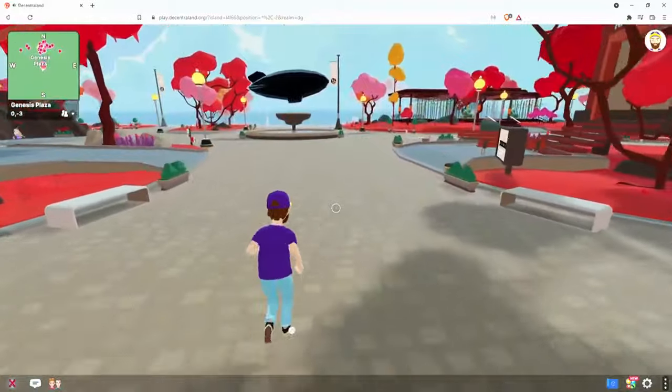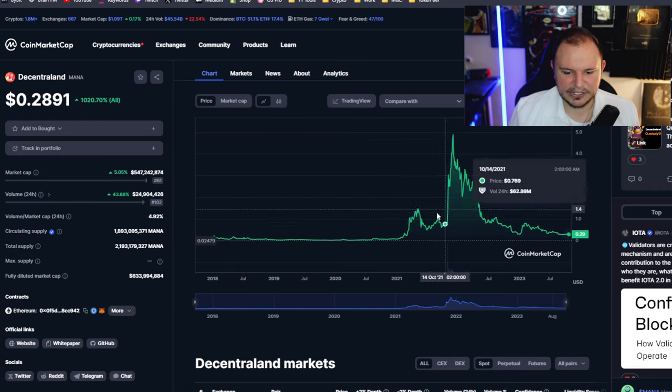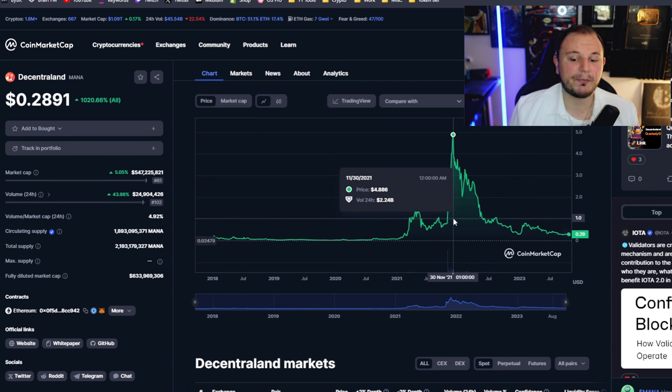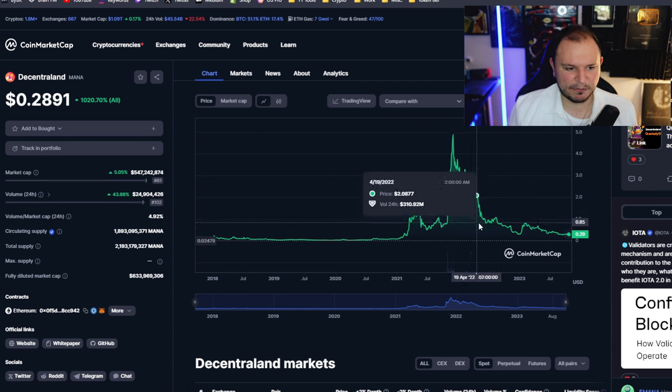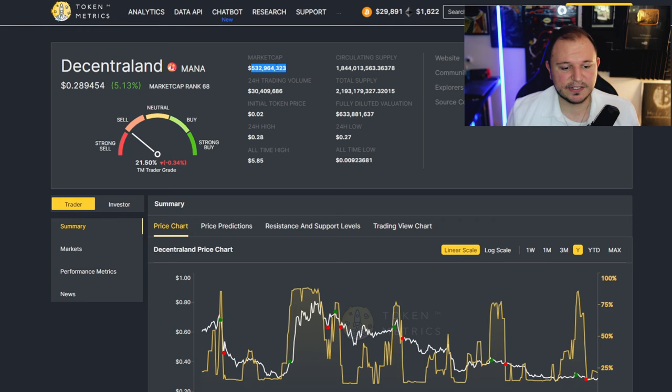Now, on the daily chart, it looks good. So this was the price action in the previous bull run of 2021. It reached a high of $4.8, currently sitting at 0.3. With a market cap almost the same as the Sandbox of 530 million, Mana is a very solid coin.